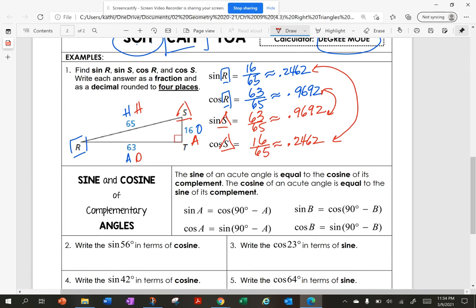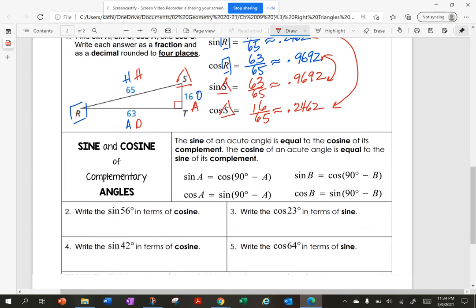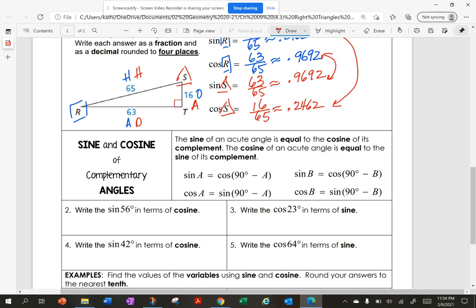Okay, so sine and cosine are complementary. We already talked about complementary at the beginning of the year. Complementary angles, when I add them together, they total 90 degrees. So the sine of an acute angle is equal to the cosine of its complement. And the cosine of an acute angle is equal to the sine of its complement.